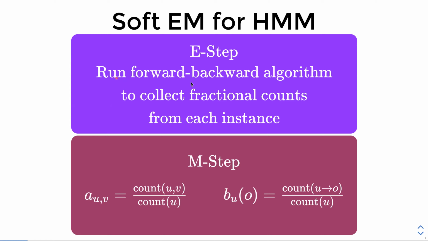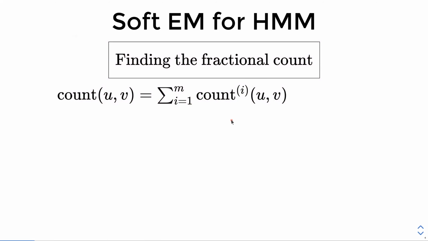So in today's class, we are going to develop this algorithm together. So keep in mind, all we need to do is to find a way to calculate the alpha and beta scores efficiently, so that we can actually calculate the expected counts efficiently. Once we can do that, we can perform the entire soft EM procedure efficiently. Okay, that's our objective. So how do we find the fractional counts?